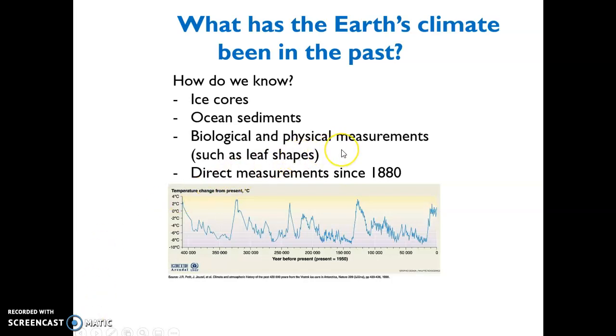The next way is to look at biological and physical measurements. One way is with leaf shapes. So leaf shapes change depending on temperature. If you have a very cold climate, such as in, let's say, Canada's boreal forest, you get a predominance of trees that are coniferous, that is cone-bearing, and have sharp little needles rather than big floppy leaves.